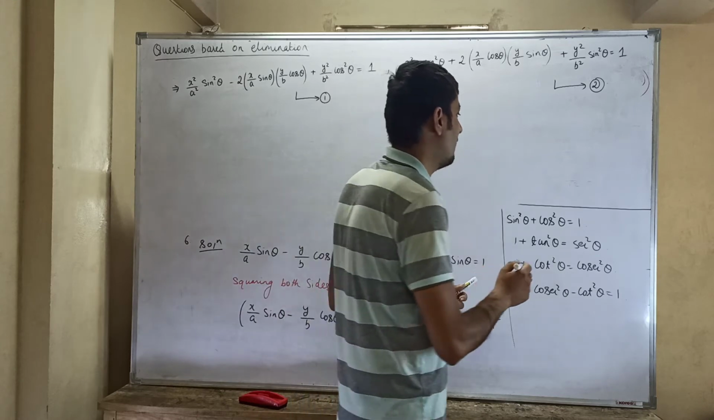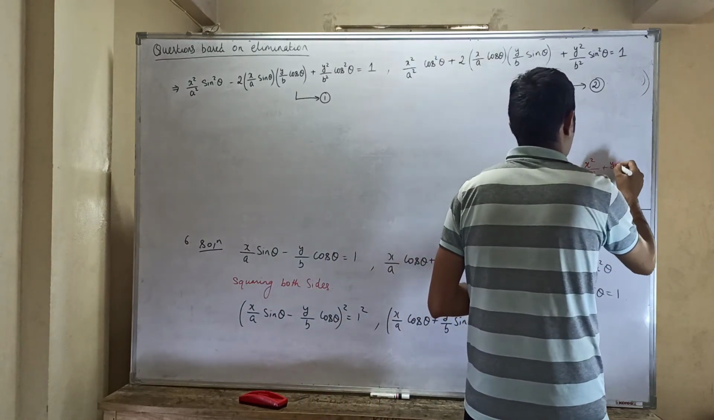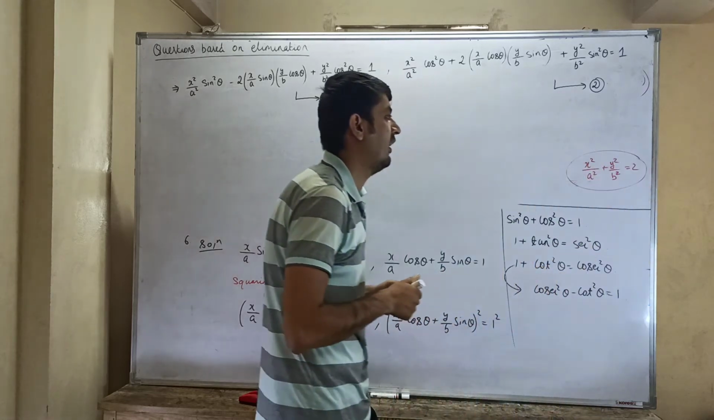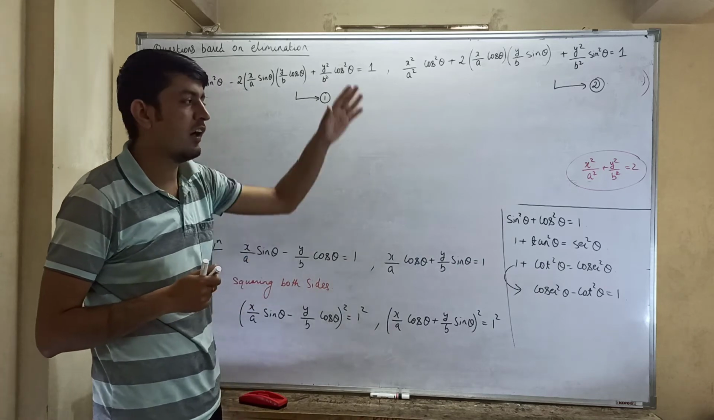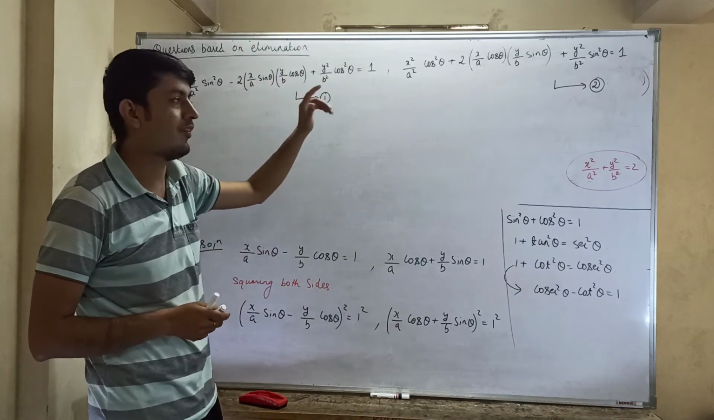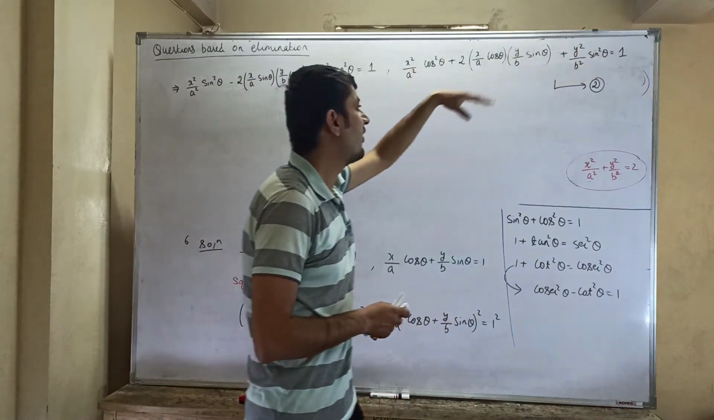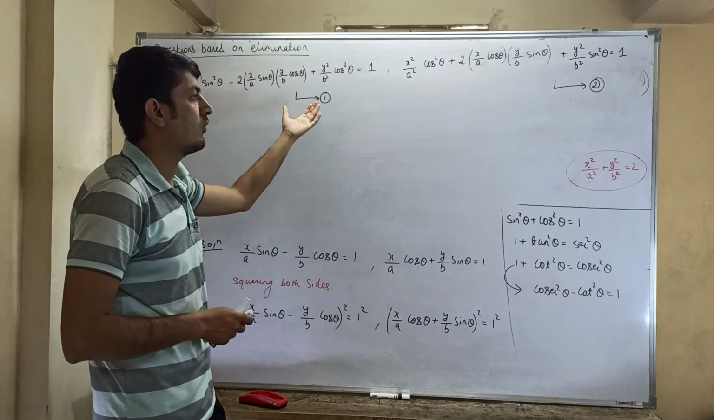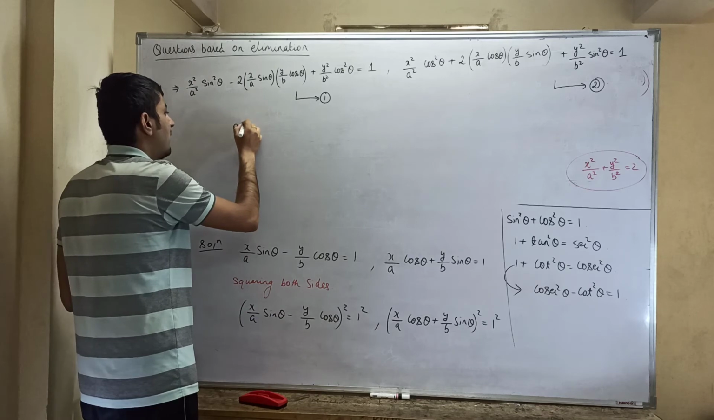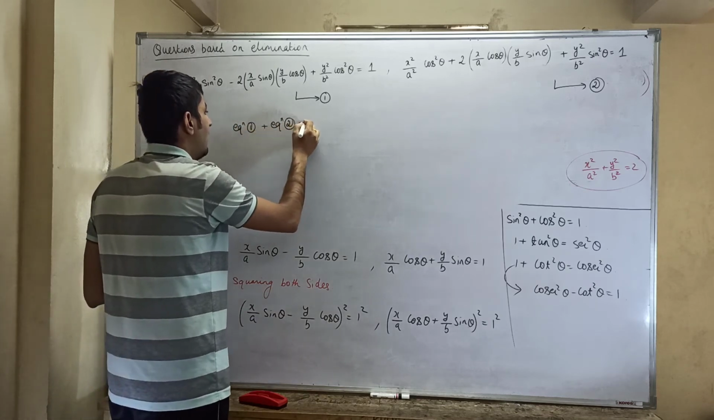And what do you have to prove? You have to prove that x square by a square plus y square by b square is equal to 2. This is the thing you have to prove. So you have to get 2 on the right hand side. Is it possible to get 2? Yes, because when you add 1 plus 1, you are going to get 2. So what is the next step? You do equation number 1 plus equation number 2.